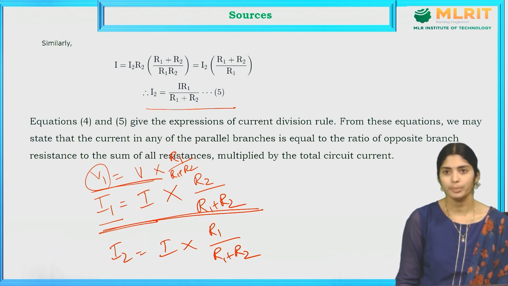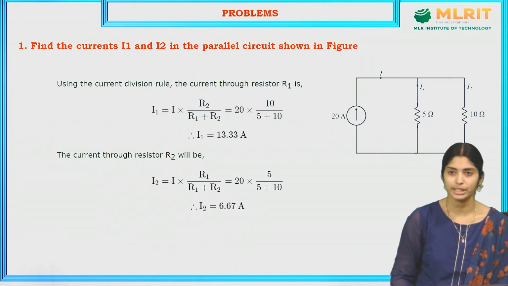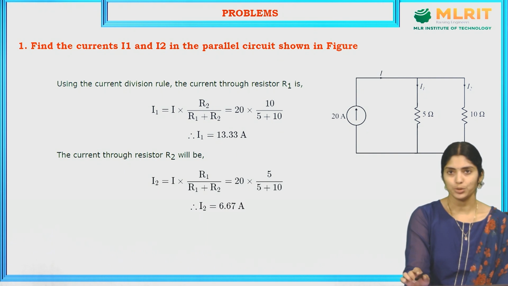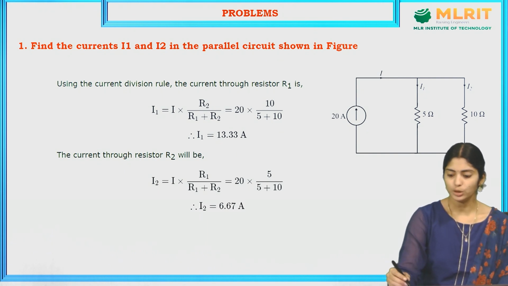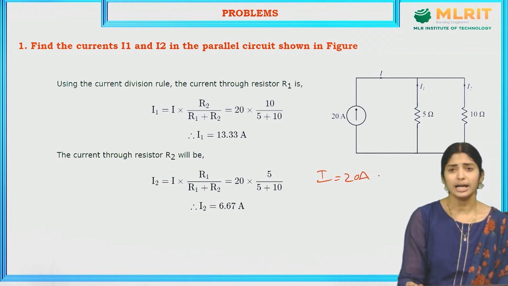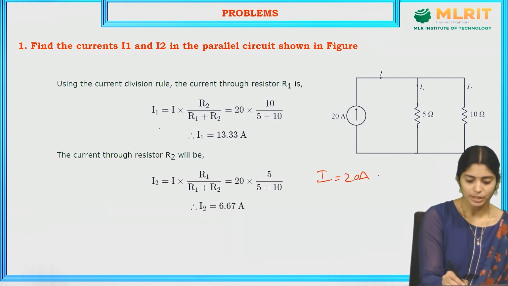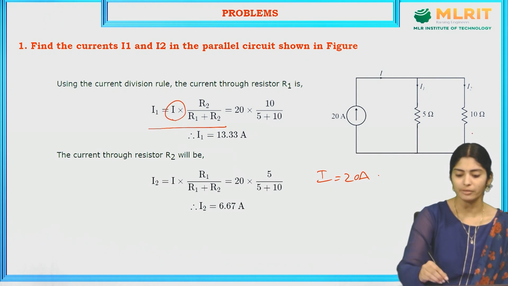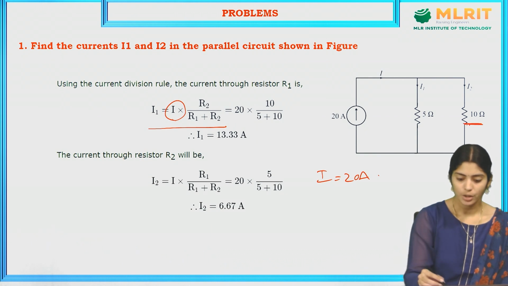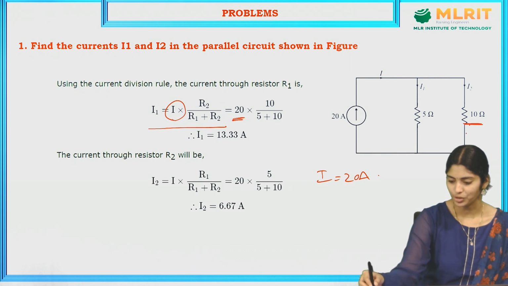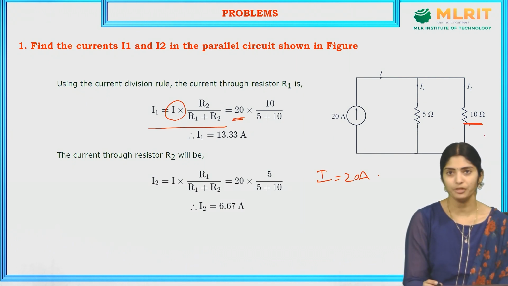Now let us see small basic problems, then we will get a clear idea about the voltage division and current division rules. See here, find the currents I1 and I2 in the parallel circuit as shown in the figure. This is the figure they had given. The total current they had given is 20 amperes. They asked us to find the currents I1 and I2. So I1 is equal to total current I into, I1 means opposite, R2 by R1 plus R2. What is the value of R2 here? 10. Total current means they had directly given the current source. So I take 20 into R2, which is 10, divided by 5 plus 10, the total resistance. So I1 is equal to 13.33 amps.